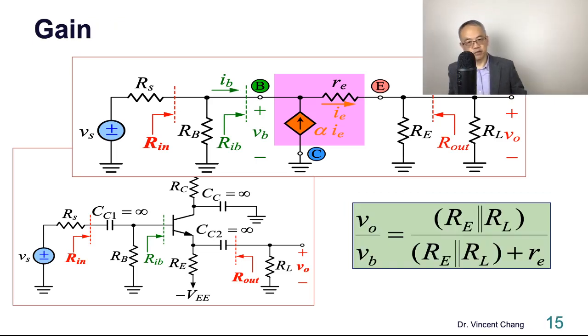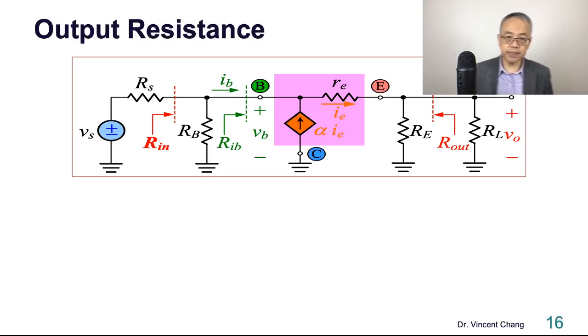So now, the voltage gain. The voltage gain, VO over VB, is the external and the internal, because they share the same current. It's a voltage divider. And then output resistance.